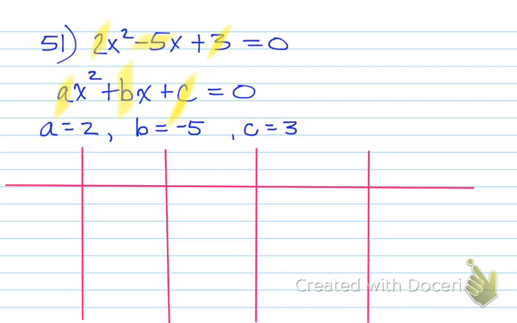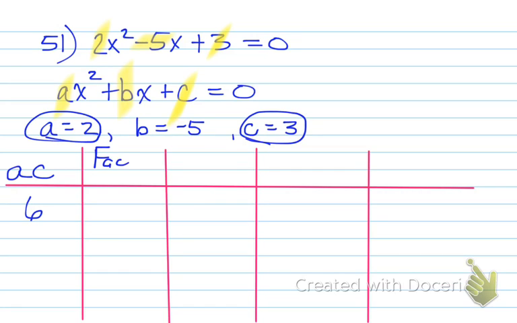Notice I have a chart laid out here with 5 columns. Each column will have something specific that we will do. In the first column, we're going to find the product of a times c. So here it's 6. And in the next column, we're actually going to do the factors of 6. Write them all down, and then we're going to compare some things.